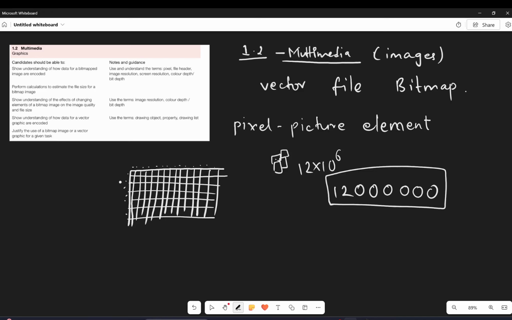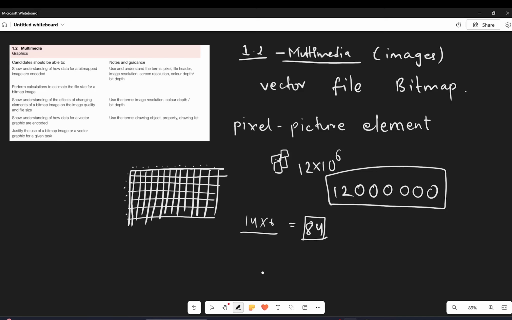Sorry, my bad. Columns and rows. So 1, 2, 3, 4, 5, 6, and 1, 2, 3, 4, 5, 6, 7, 8, 9, 10, 11, 12, 13, 14. 14 times 6 is equal to 84 pixels. Oh, so a picture that is made up of 84 pixels would not be very clear. This is what it means.